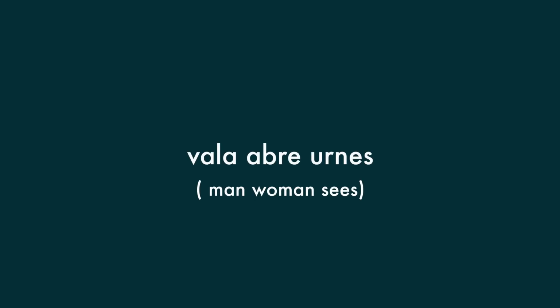In the same vein, some also consider High Valyrian to be more of a scholarly and liturgical language, spoken mainly by the nobility. High Valyrian follows a subject-object-verb order. English follows a subject-verb-object order. For example, in High Valyrian we have the following sentence: Vala abre urnes. But in English, it would be man sees woman.